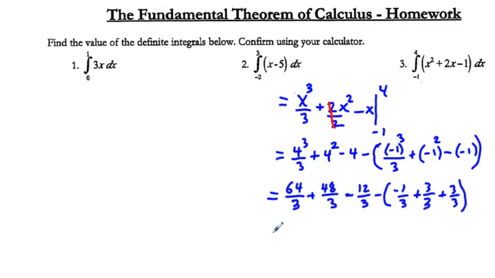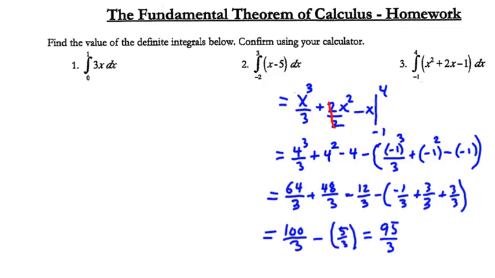So what we have left here is 64 thirds plus 48 thirds. 64 plus 48, that's 112 minus 12. So that's going to be 100 thirds. And we're going to have minus, well, this -1 plus 3, that's going to be minus 5 thirds. So that's going to be equal to 95 over 3, 95 thirds. So that's our answer to problem number 3.